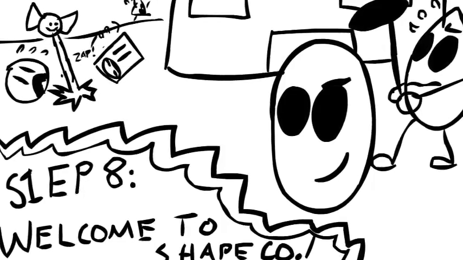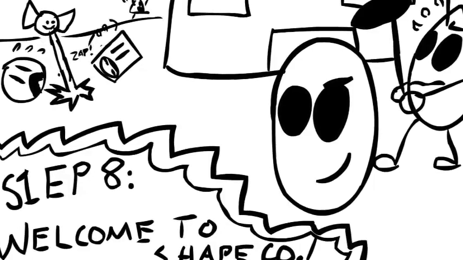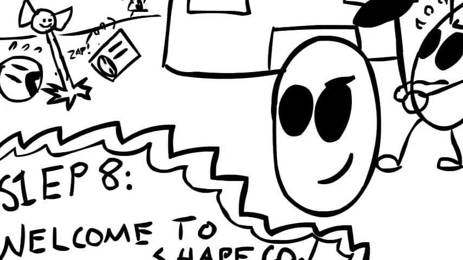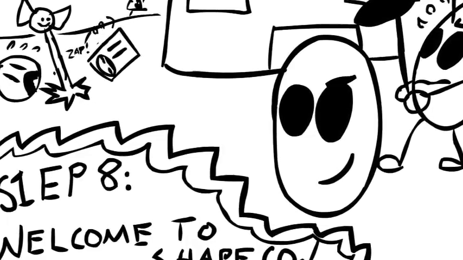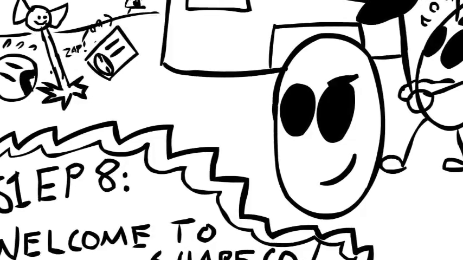The episode is basically an employee training video for all new employees of Shape Company. It's pretty filler and it has nothing to do with the main story of Circle and Square. However, it does end up setting up something important, so don't miss it.